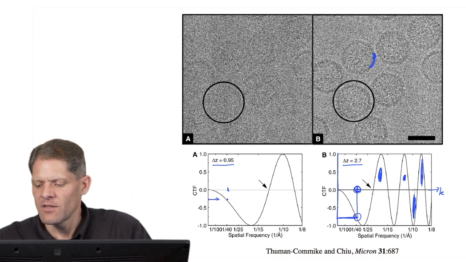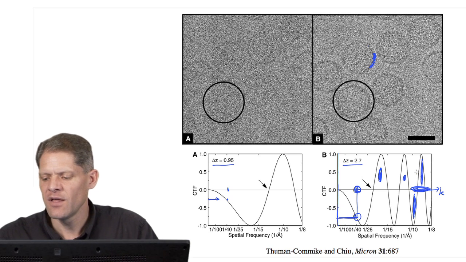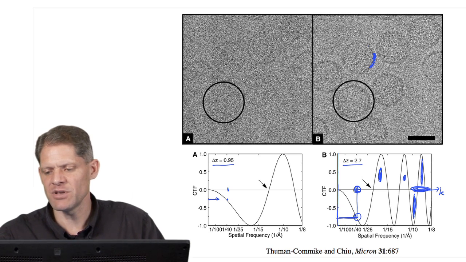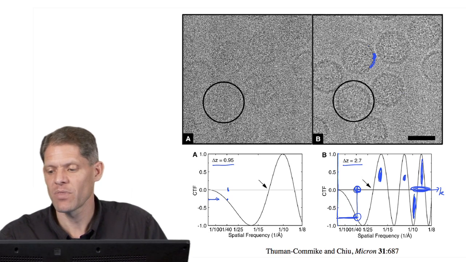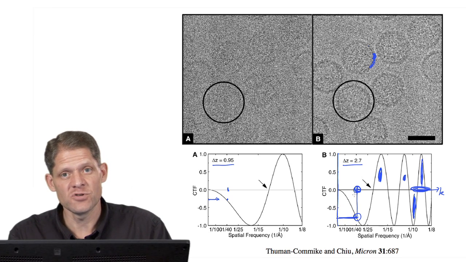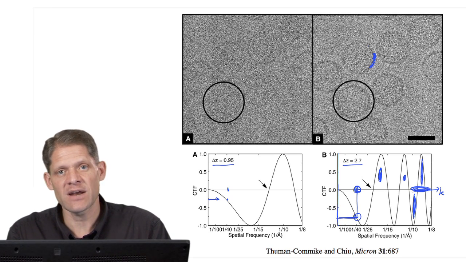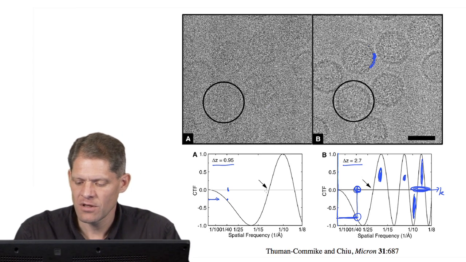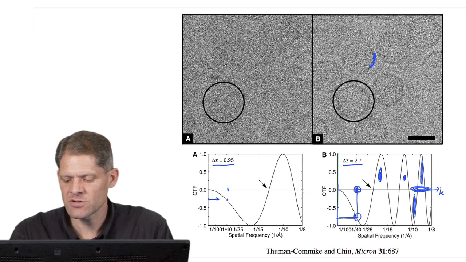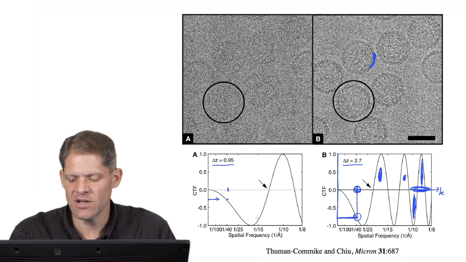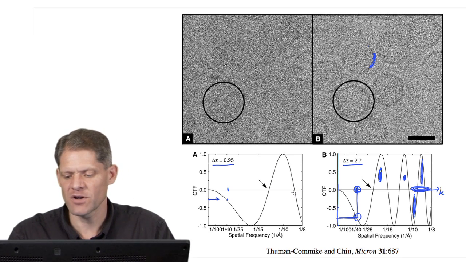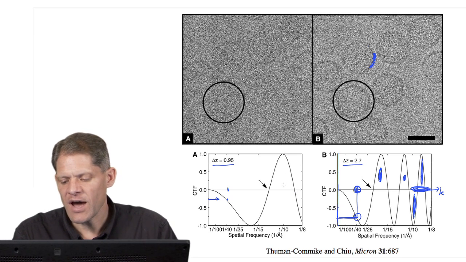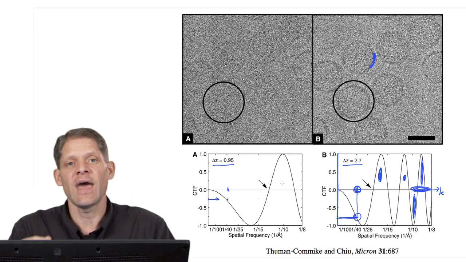And as a result, the fine details in this image that are found at high spatial frequencies, they're garbled and jumbled in this image. So in this image, it would be difficult to extract high resolution details. It has strong low resolution features, but it would be difficult to extract the high resolution features. Now, in comparison, in this image, at least out to 1/8 angstrom resolution, there's just a single oscillation of the contrast transfer function. And therefore, the high spatial frequencies are not nearly as garbled.